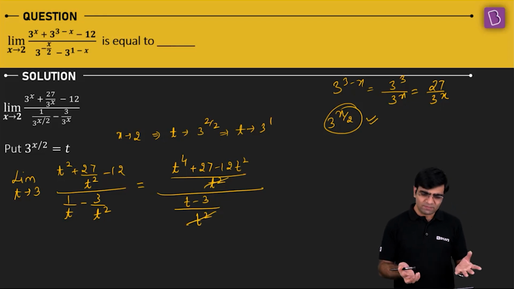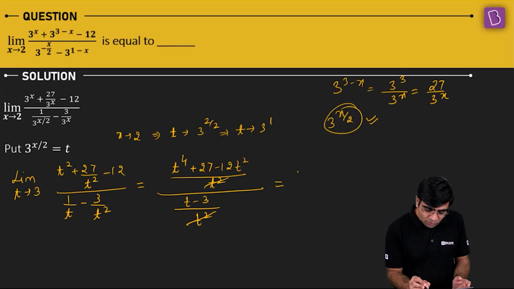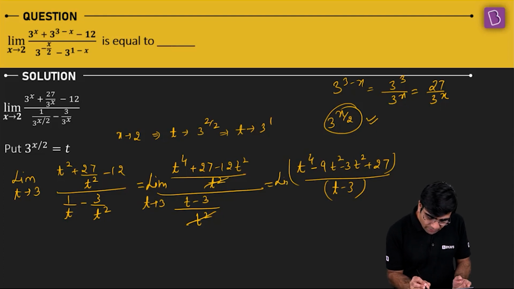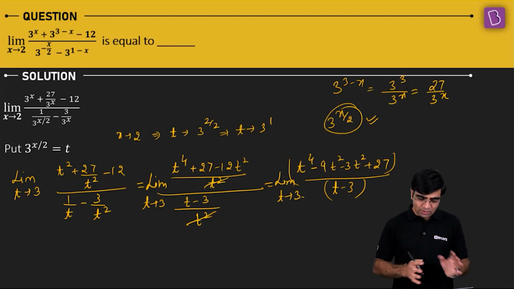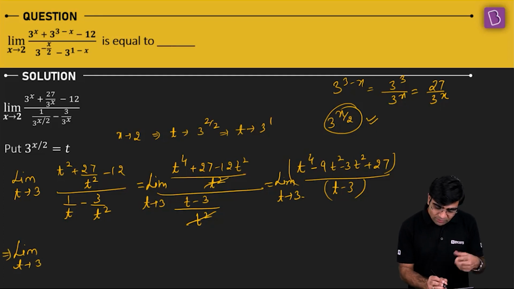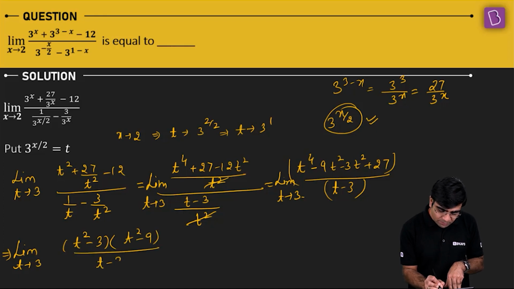Numerator is a very simple expression, so I can factorize it. Let's quickly factorize it. So we have this t power 4 minus 9t square minus 3t square plus 27 whole divided by simply t minus 3. Right, okay, limit symbol has to be there. So limit t tending to 3 in both the cases. Here also I'll plug in my limit symbol, limit t tending to 3. So now, after factorization, my expression modified to limit t tending to 3 of t square minus 3 into t square minus 9 whole divided by t minus 3.